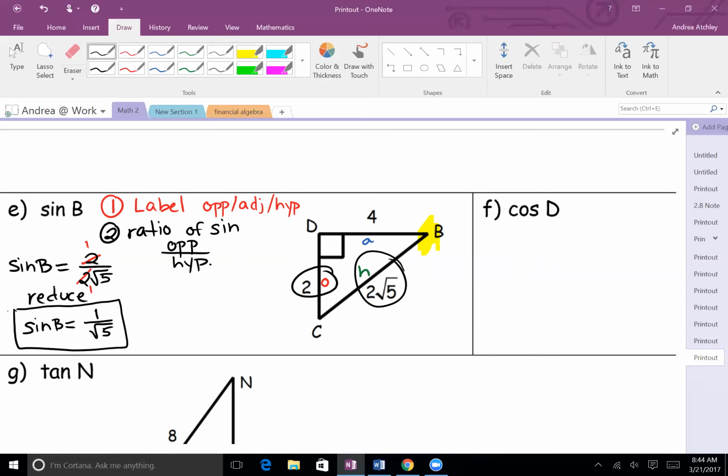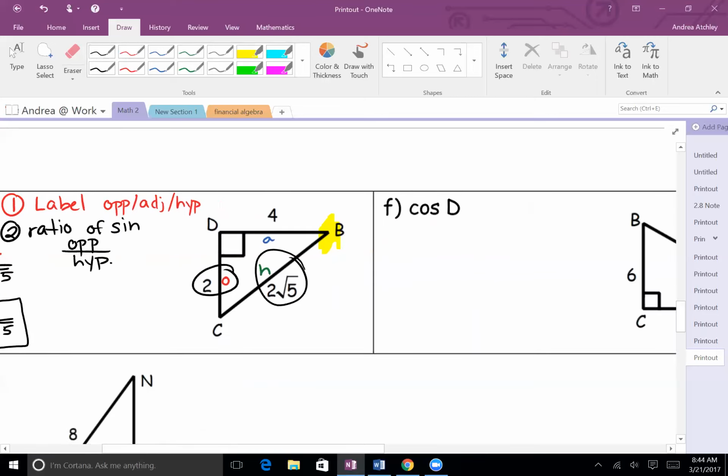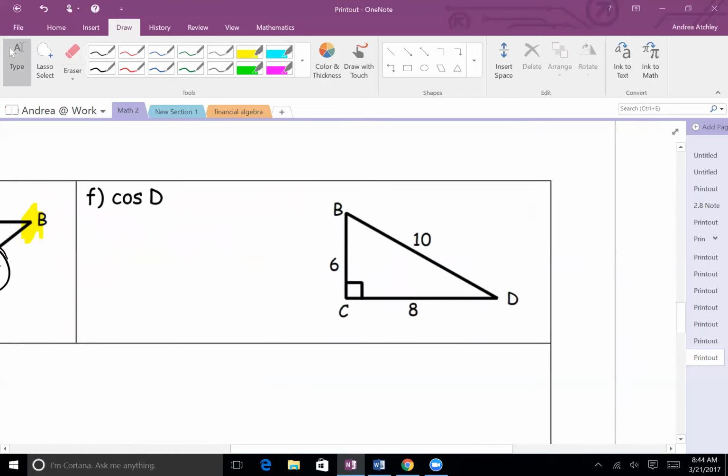Any questions over that? We're doing okay? Next one. Okay, cosine of D.